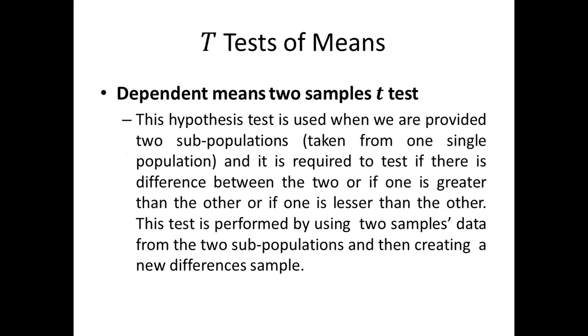Dependent means two sample t-test. Basically, the concept is again the same that we discussed in the estimation of the differences of mean. This hypothesis test is used when we are provided two subpopulations taken from one single population, and it is required to test if there is a difference between the two subpopulations, or if one is greater than the other, or if one is lesser than the other. This test is performed by using two samples data from the two subpopulations and then creating a new differences sample.